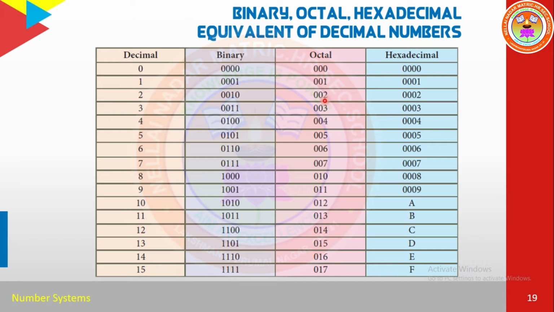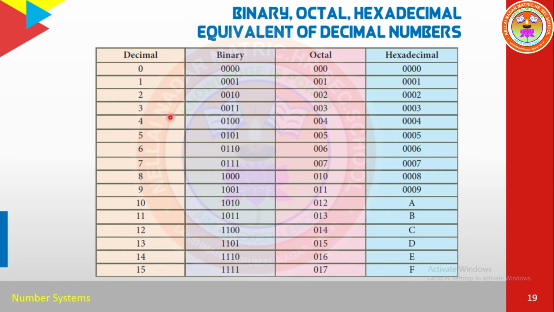And octal as usual is 0002, and here hexadecimal is 0002, because in octal 0 to 7 are all the same values, and in decimal and hexadecimal 0 to 9 are the same values. That's why we put the same value here. But in binary, it is not like that.